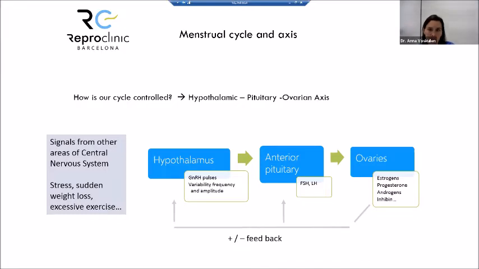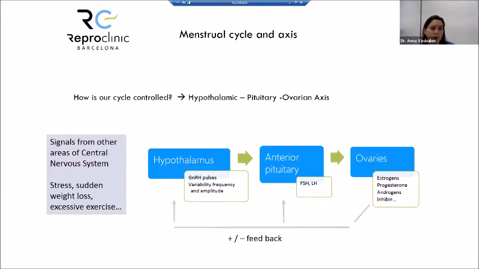And this GnRH is going to stimulate the anterior pituitary gland to create the FSH hormone, the follicle stimulating hormone, and the LH, the luteinizing hormone, which are both gonadotropins, okay? And this FSH and LH are going to stimulate the ovaries, and the ovaries will produce a follicle that will grow and produce estrogen, progesterone, and other hormones. And all this has a feedback effect on the previous phases. It's kind of a circle that controls itself, okay?